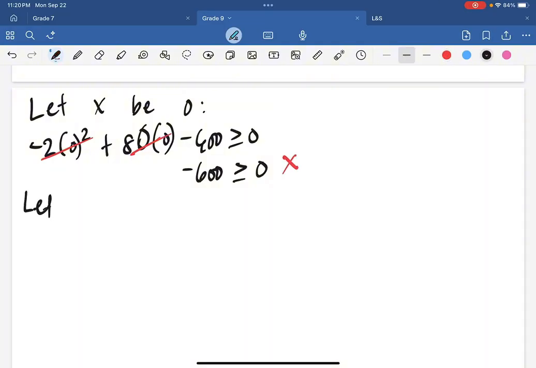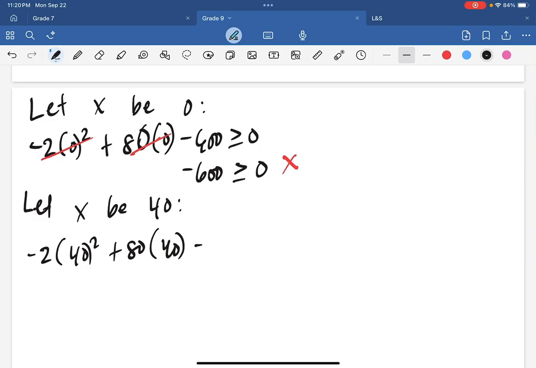And just to check, let x be a number after 30, so we could use 40 here. So we have negative 2 times 40 squared plus 80 times 40 minus 600 is greater than or equal to 0. Let's use our calculator here. The result for this is negative 600, which is not greater than or equal to 0.